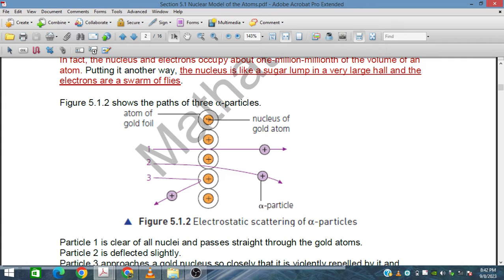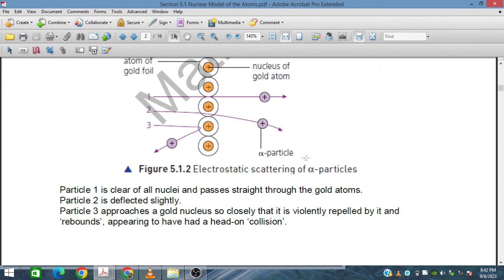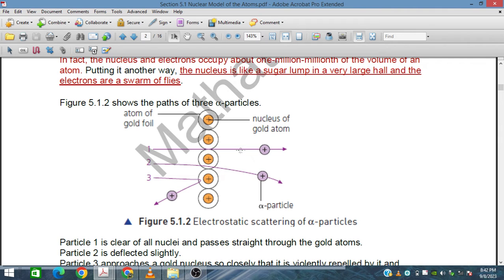This was the Rutherford conclusion. This is an atom of gold foil, and this is the nucleus, the positively charged nucleus. Particle number 1, one of the alpha rays, passes through very easily, in 2 it gets some deflection, and in 3 it bounces back. Particle 1 is clear of all nuclei and passes through the gold atom very easily.